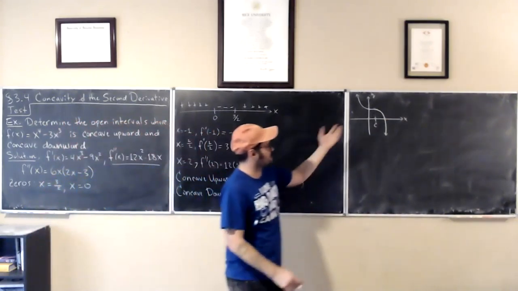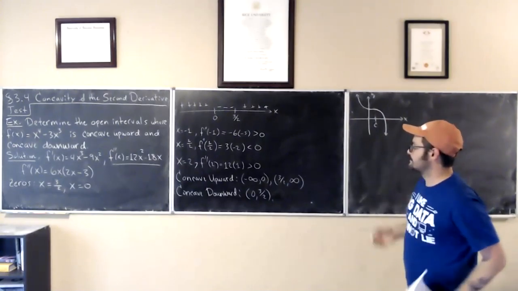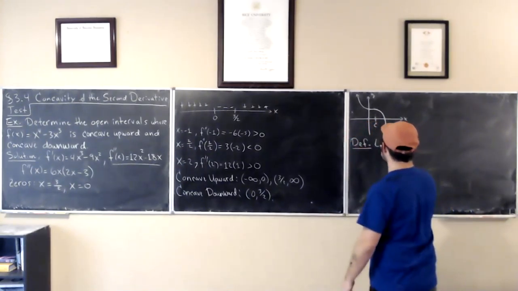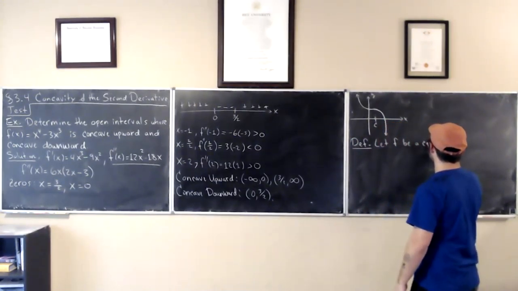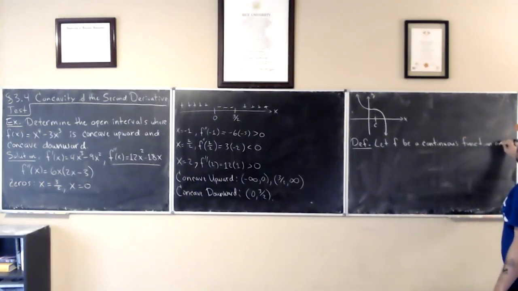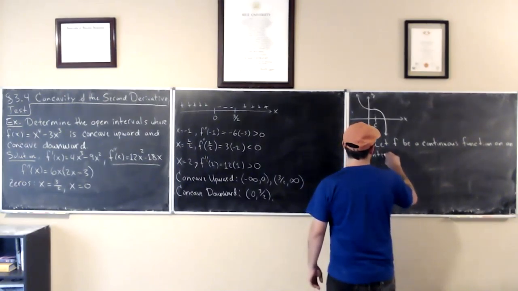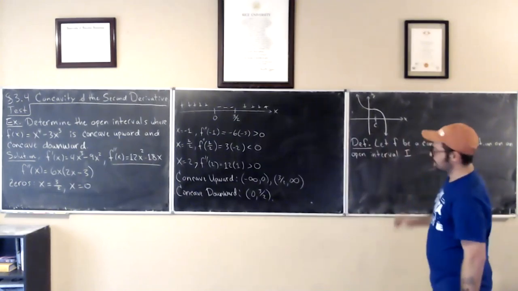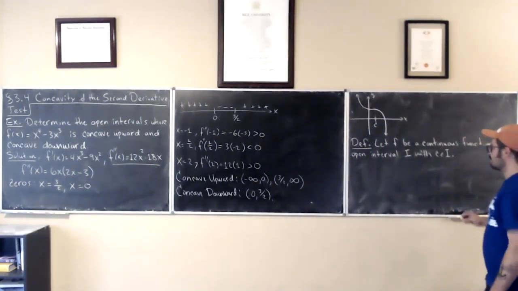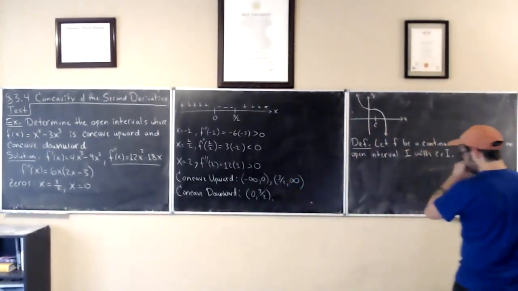So observing that these types of things can happen motivates us to come up with a way of defining what that is. And this is the definition. So again, we're going to assume that f is a continuous function on an open interval I, with some C contained in I. The way that your textbook defines it, and this is not standard to every textbook, is that we assume there is a tangent line at that point, which means it's differentiable at that point.